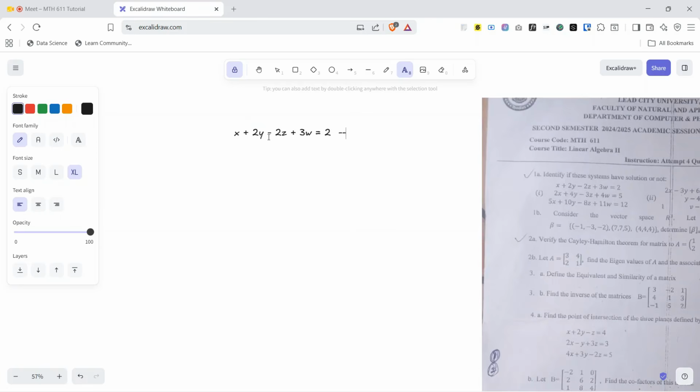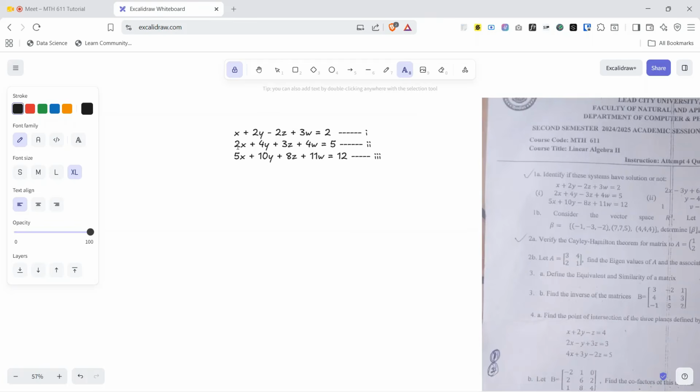This is equation 1. We have plus 4y plus 3z plus 4w equals 5. We have that as equation 2. Then we have 5x plus 10y plus 8z plus 11w equals 12. This is equation 3.